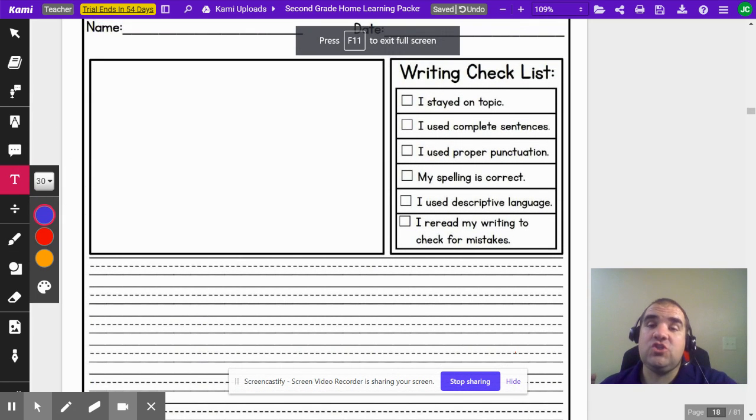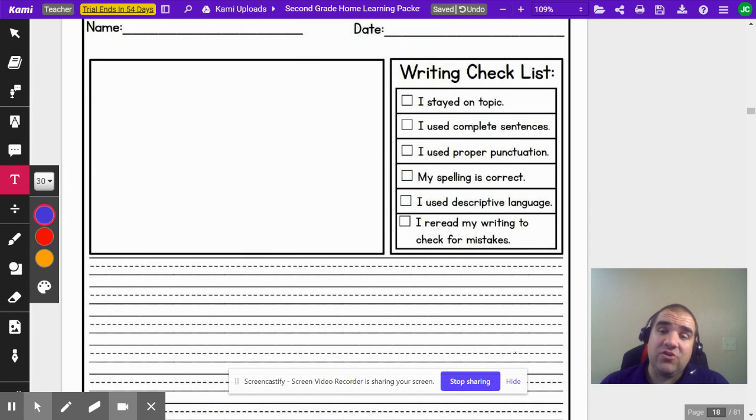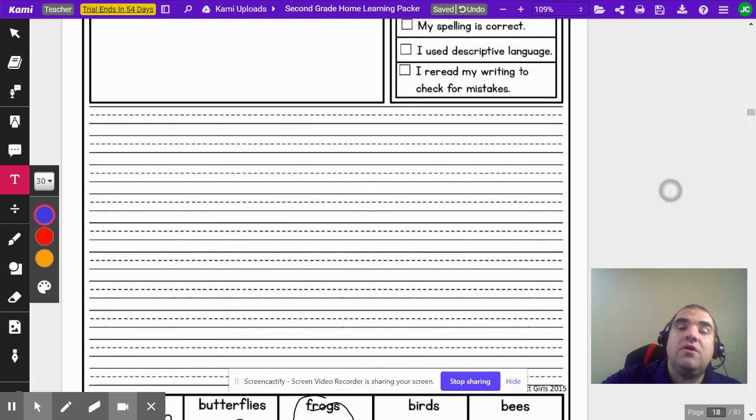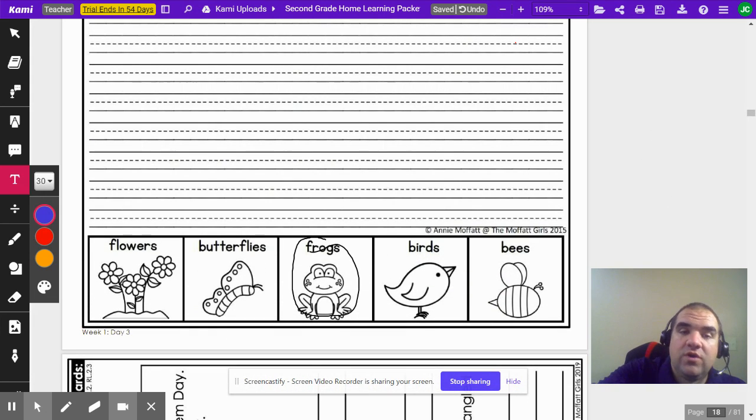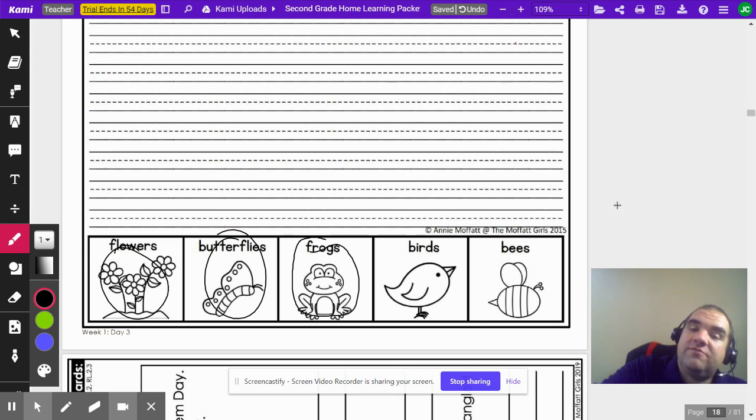Crandall. This one's going to be super short because I just want to explain how to do it and give you guys a beginning so that you can write your own journal. This is a journal page. What you do is you pick which one of these topics at the bottom you would like to write about. For example, flowers, butterflies, frogs, birds, or bees, and then you write about it.